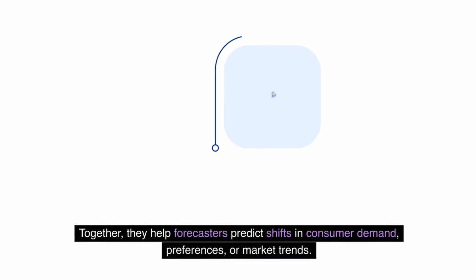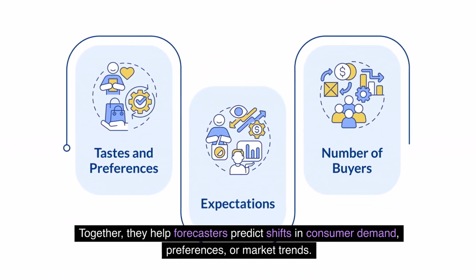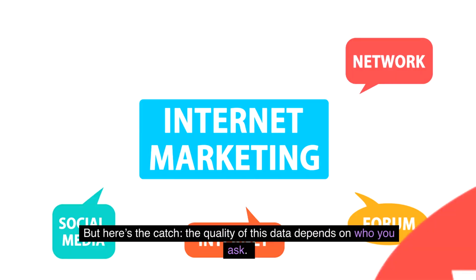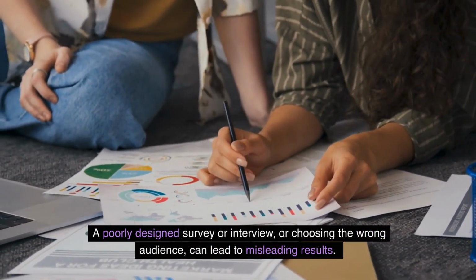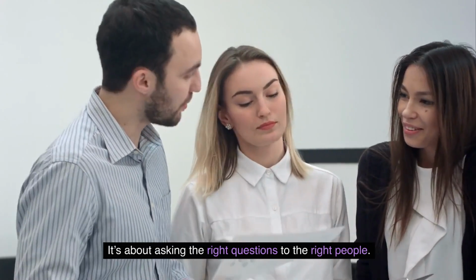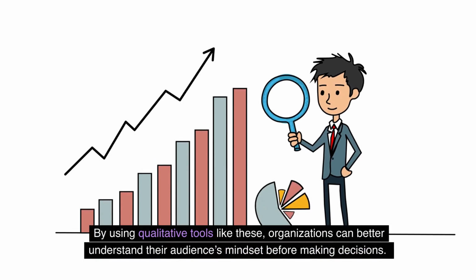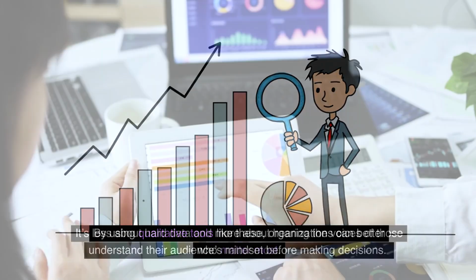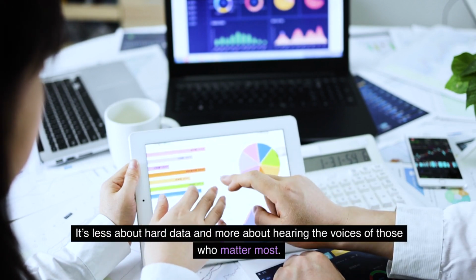Together, they help forecasters predict shifts in consumer demand, preferences, or market trends. But here's the catch: the quality of this data depends on who you ask. A poorly designed survey or interview, or choosing the wrong audience, can lead to misleading results. It's about asking the right questions to the right people. By using qualitative tools like these, organizations can better understand their audience's mindset before making decisions. It's less about hard data and more about hearing the voices of those who matter most.